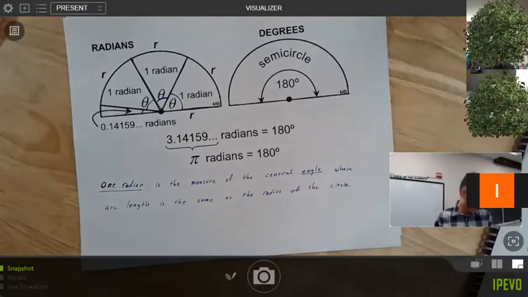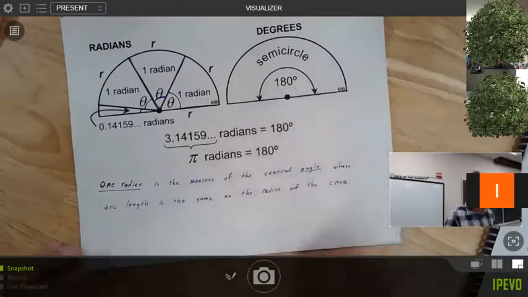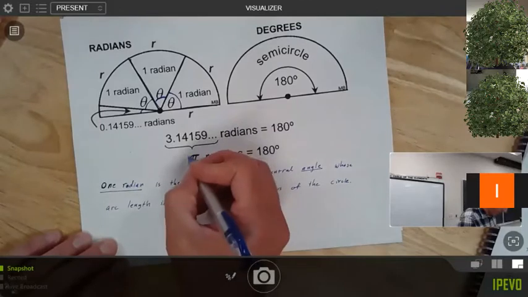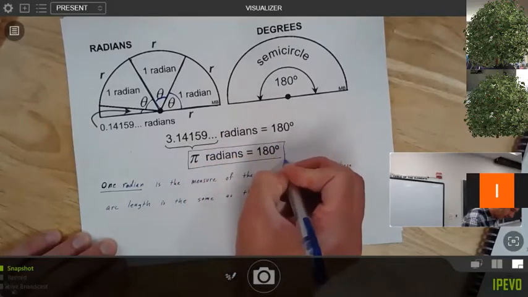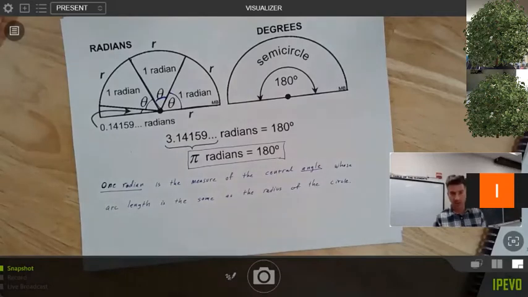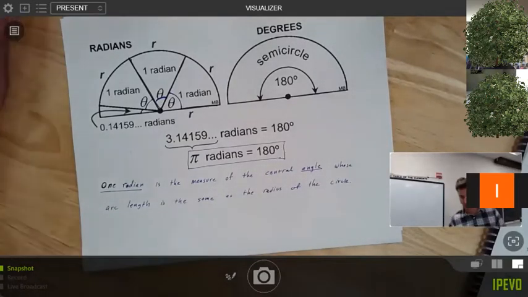And then the important thing to remember is that that's equal to 180 degrees. So I know it's written right here, but I want to really make sure you guys see that. Pi radians is equal to 180 degrees. We're going to use that a lot.